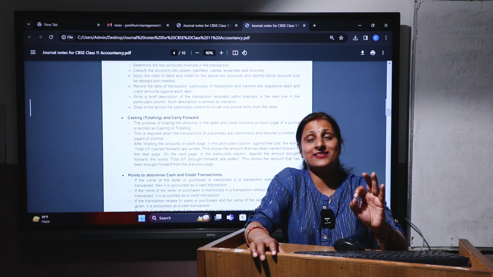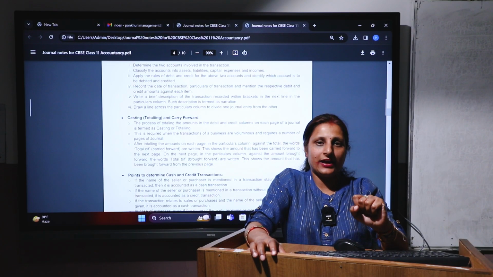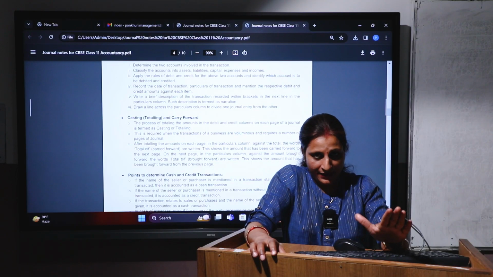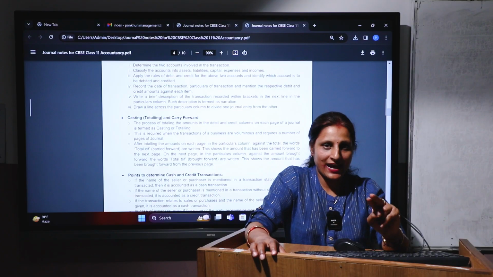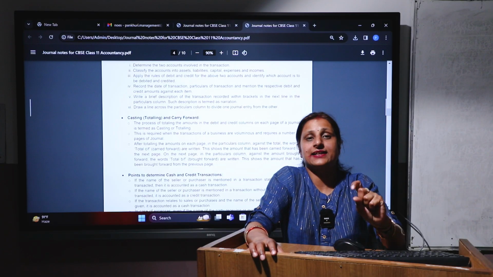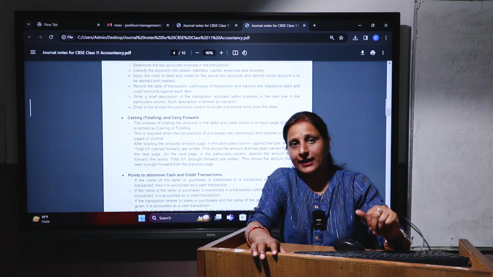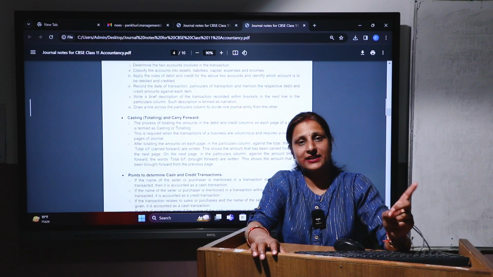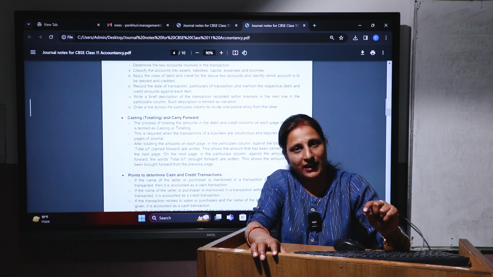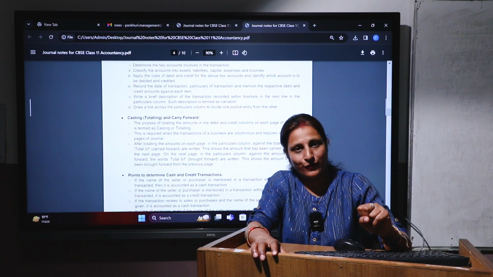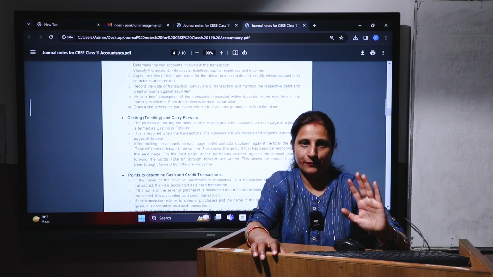Now, after reading this transaction and knowing which accounts are involved, try to identify which head these accounts will come under, meaning whether they come under personal, real, or nominal. As I have told, these accounts are the cash account and the capital account. The cash account is an asset account, and an asset account comes under the real account. The other one is the capital account, and the capital account comes under the representative personal account. So the first step I have done: I have identified my accounts, which accounts are involved in this particular transaction. The second step is to identify which nature of account these accounts come under, whether personal, real, or nominal.